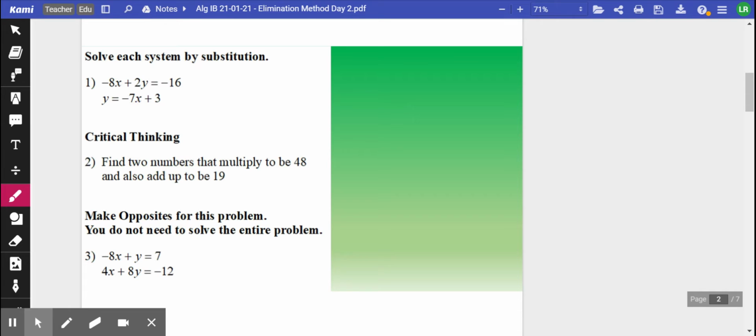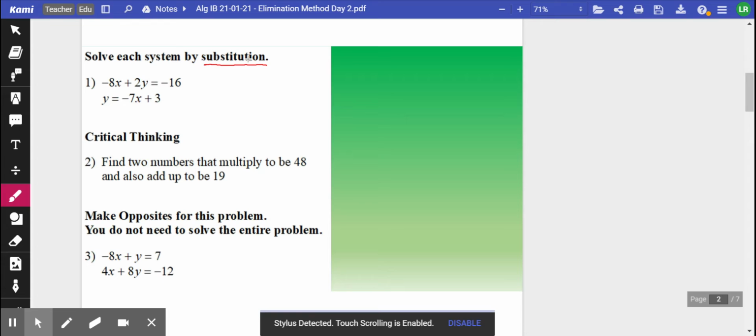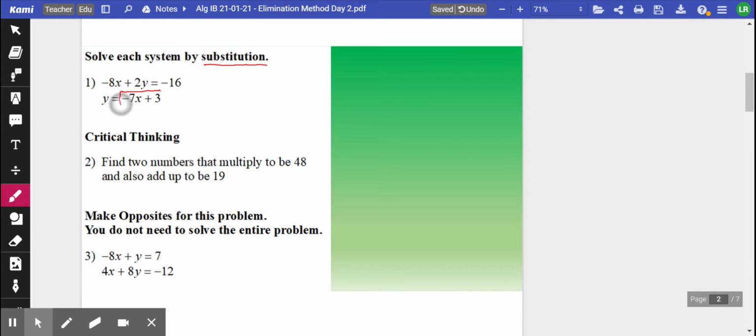All right. So the first one, this is not elimination, this is substitution. Want to make sure we reviewed it again. Bottom one is solved, so that's my solved one. It says y equals, so remember that's where we remove the y. And I'm going to put a parenthesis in that spot. So I have negative 8x plus 2, and then where the y was, I have my parenthesis equals negative 16. Inside the parenthesis is where I put that negative 7x plus 3.